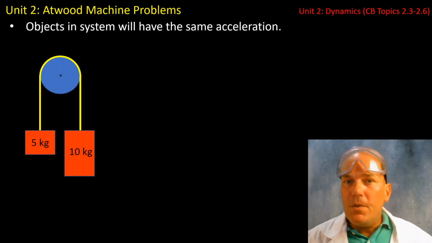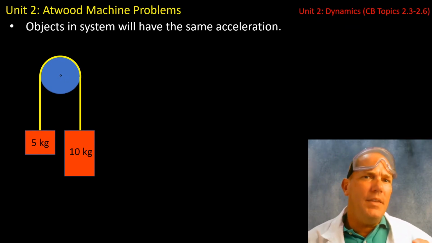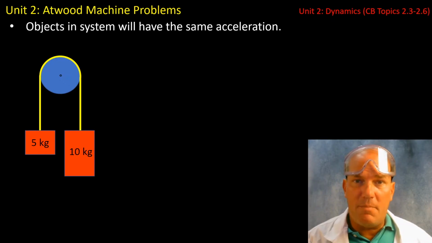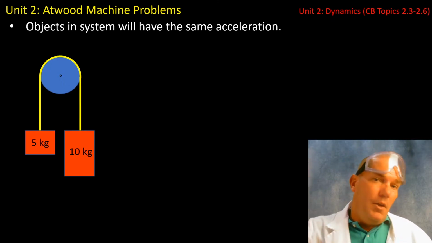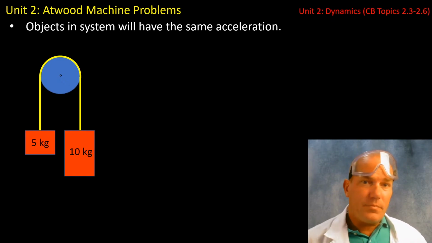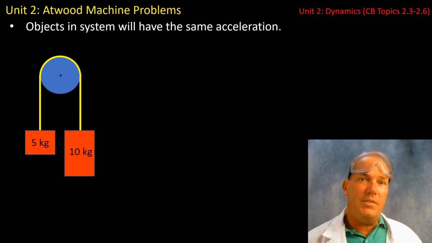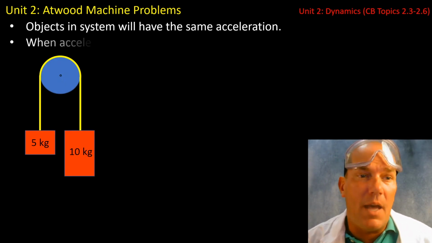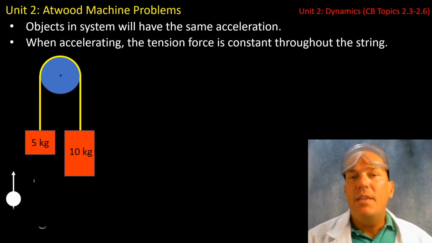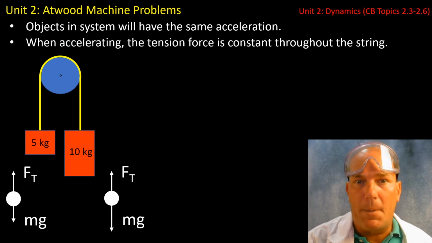First and foremost, you need to understand that when the system accelerates, all objects in here will have the same acceleration. So whatever the magnitude of the acceleration is for the 10 kilogram mass, the 5 kilogram mass will have that exact same magnitude of acceleration. It'll just be going in the opposite direction. So when this system is accelerating, the tension force is constant throughout the string.